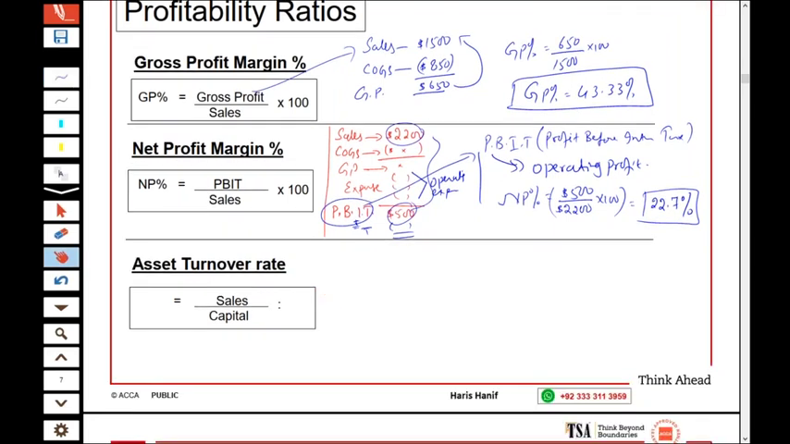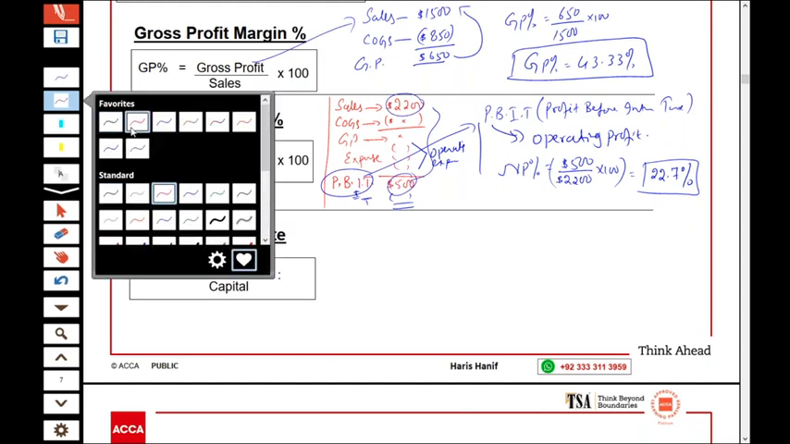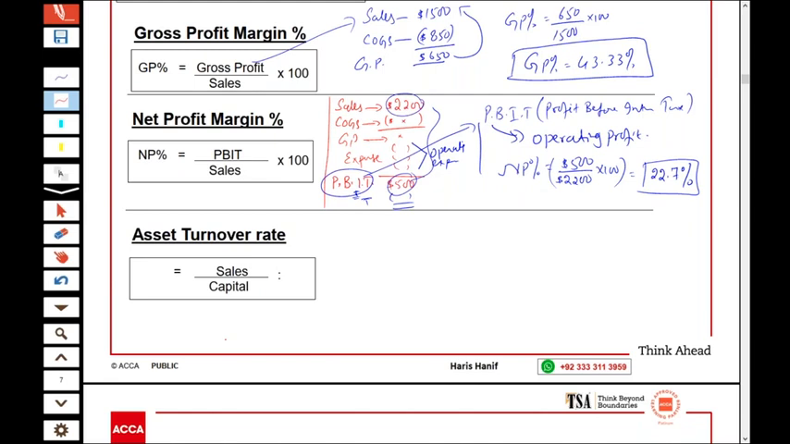Now, moving to the next slide, that is the asset turnover rate. What is asset turnover rate? Here, the asset is basically showing your capital, and turnover is the sales turnover, as you know.